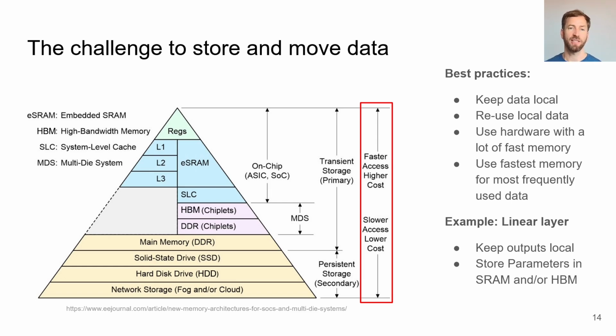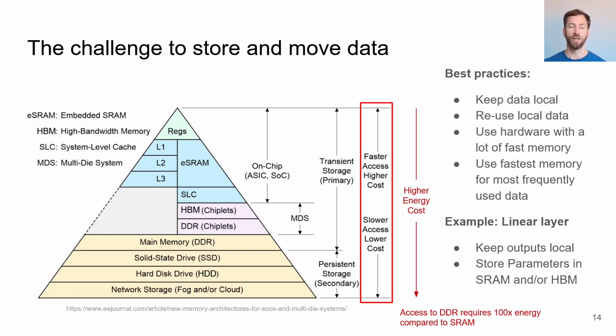So let me give you some best practices how to use hardware systems with such a memory hierarchy. So the golden rule is to keep data local and to reuse local data. Also use hardware with a lot of fast memory, right? So I addressed it before. The larger your main memory, HBM or DDR is, the larger models you can deploy. And also use the fastest memory for the most frequently used data. This is not only to reduce the latency, but also to reduce the power consumption. The faster the memory, the lower the power consumption.